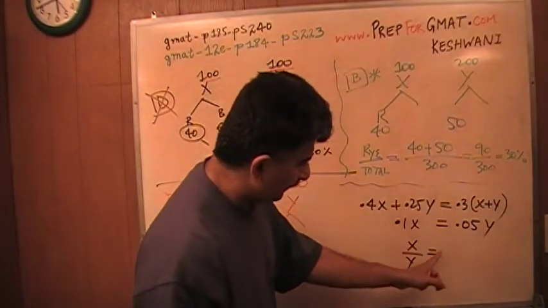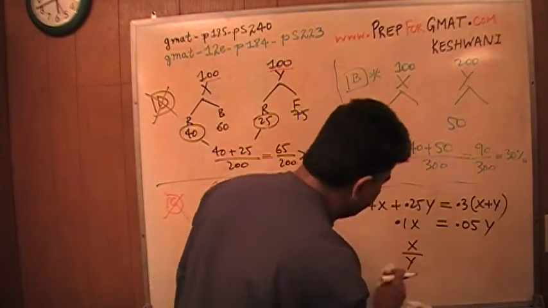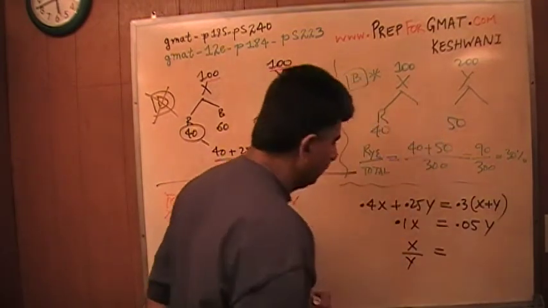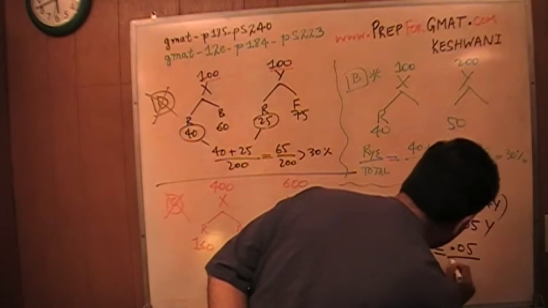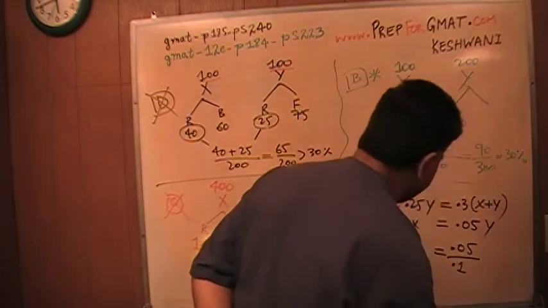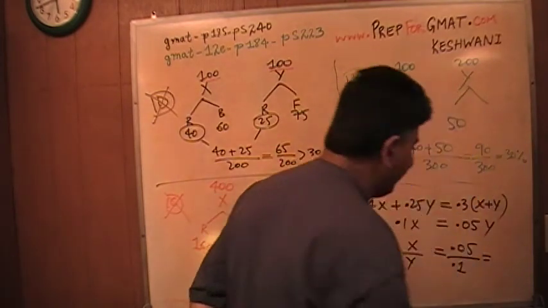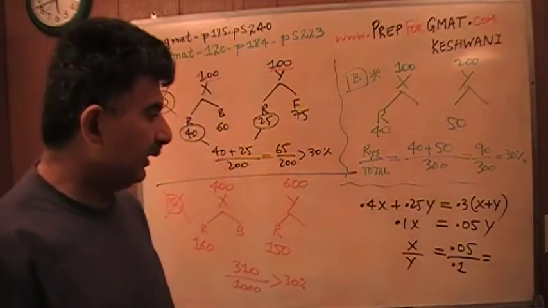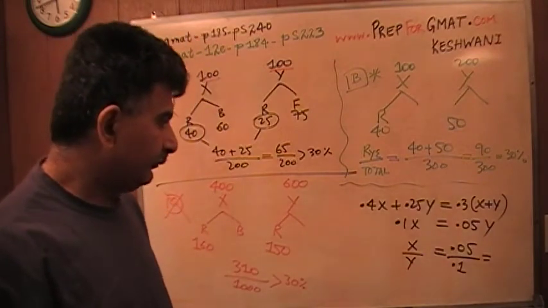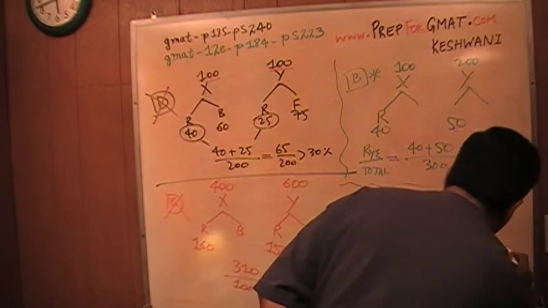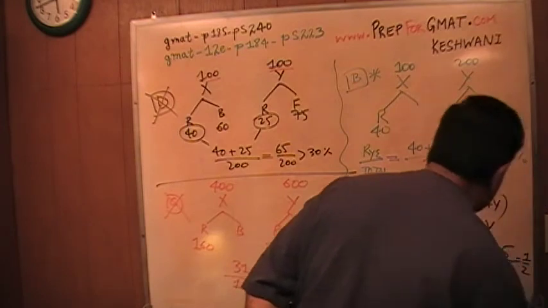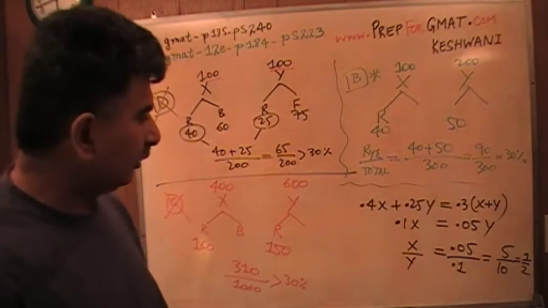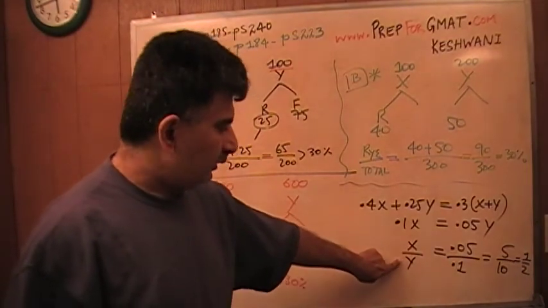See, the equal signs are not lining up. My math teacher would not like that. It should be 0.05 over 0.1. If I multiply the top and the bottom by 100, I will get 5/10, which is the same as 1/2. 1 to 2, as I said before. For every 1 unit of X, there are 2 units of Y.